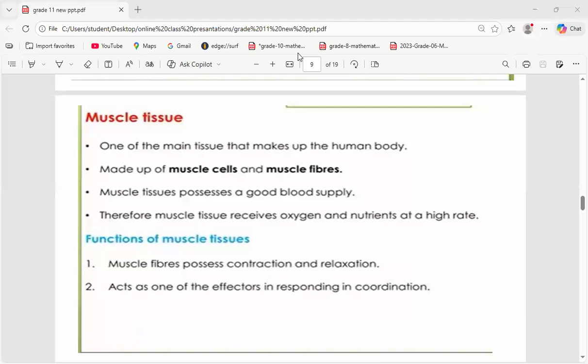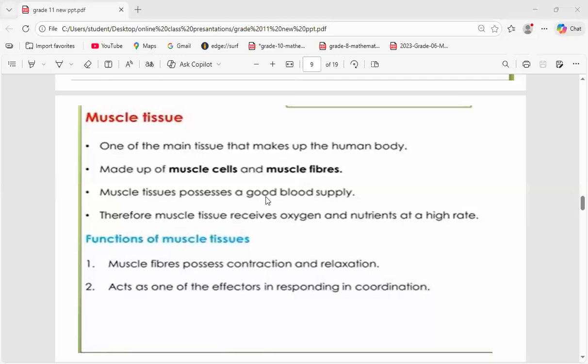Right, next one is muscle tissue. Lower your hands, Ajara, okay. Right, muscle tissue, one of the main tissues that makes up the body. In the body, mostly there are muscles. Made up of muscle cells and muscle fibers. Muscle tissue is formed from muscle cells and muscle fibers.